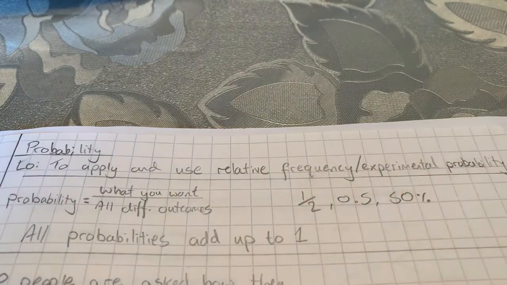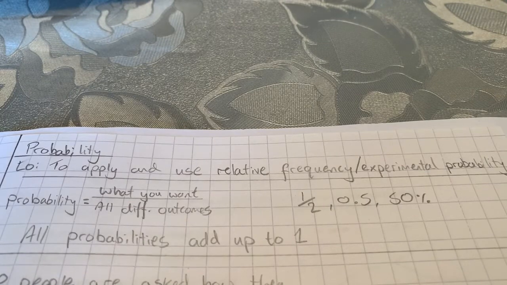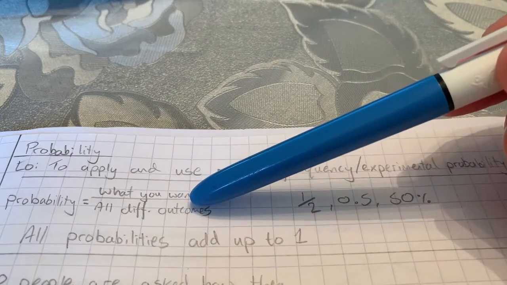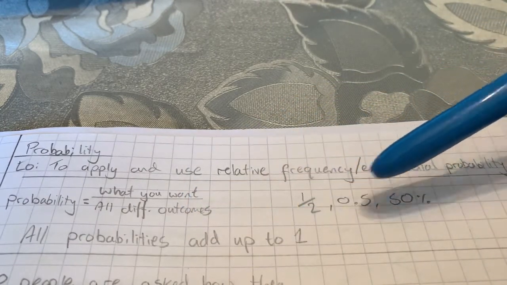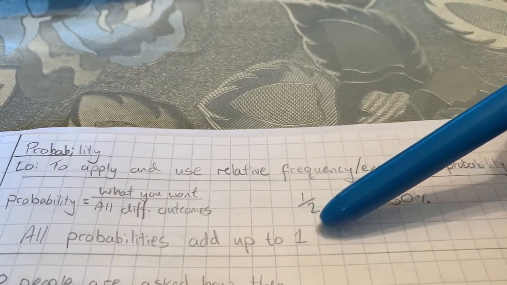Going over probability and using relative or experimental probability. So before we start, quickly, probability is what you want over all the different outcomes. It can be written as a fraction, decimal or percentage, and key thing, all probabilities add up to 1.